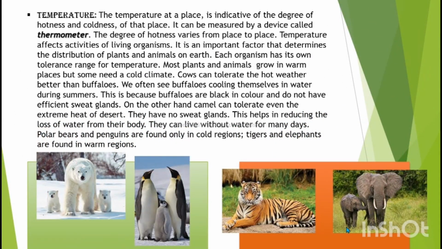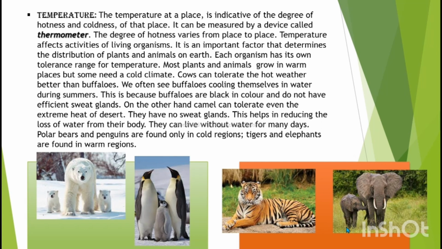Temperature. The temperature at a place is an indicator of the degree of hotness and coldness of that place. It can be measured by a device called a thermometer. The degree of hotness varies from place to place. Temperature affects activities of living organisms. It is an important factor that determines the distribution of plants and animals on earth. Each organism has its own tolerance range for temperature. Most plants and animals grow in warm places, but some need a cold climate.